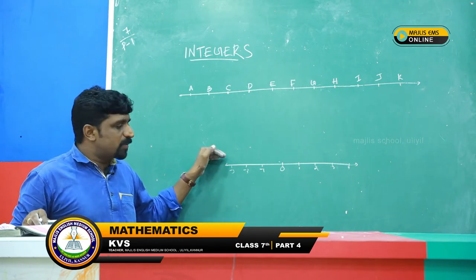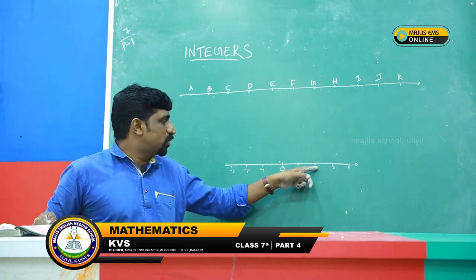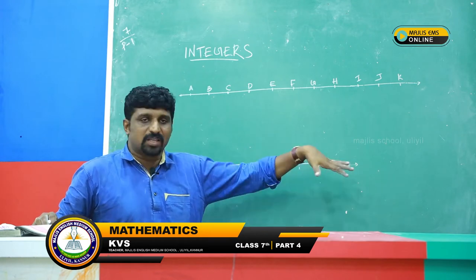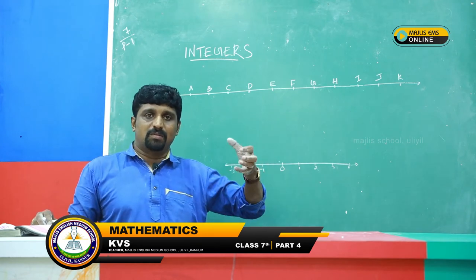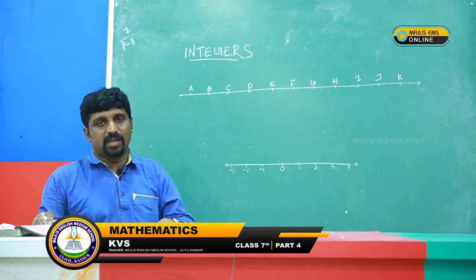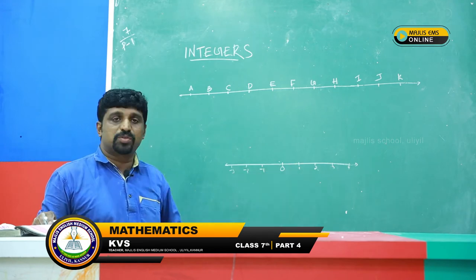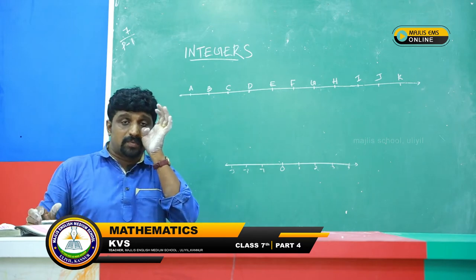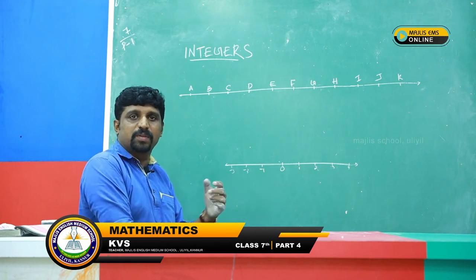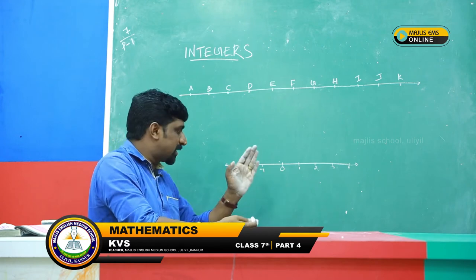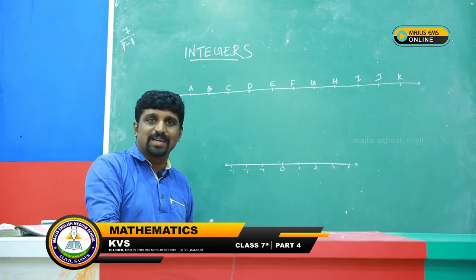When we move from left to right, the value is always increasing, because 2 is more than 1, 3 is more than 2 like that. When we move on the right side, the value will increase. When we move on the left side, the value decreases. When we compare minus 1 and 1, which one is the larger one? 1 is the larger one, because 1 is to the right of minus 1. When we compare these two numbers, this is greater, because it is on the right side.